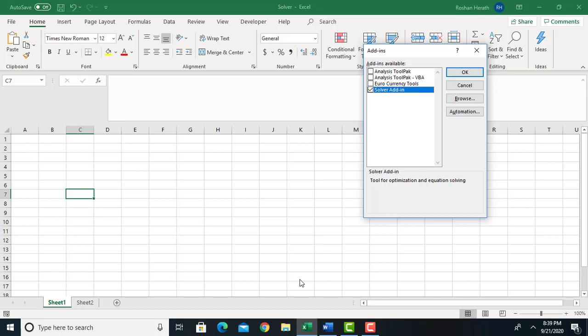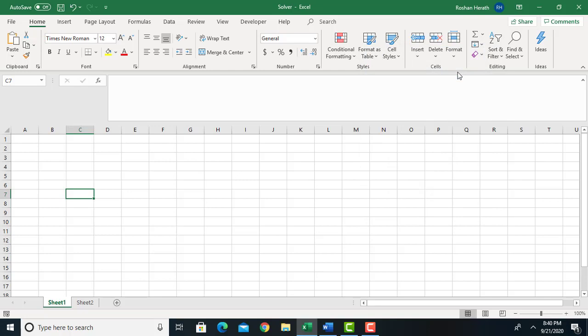Once you click that, you would be directed to a dialog box, and there you can see several options available, like Analysis Toolpack, Analysis Toolpack VBA, Euro Currency Tools, likewise. Out of that, you need to take this Solver add-in. The tick is not there. You're going to put that tick and say OK. And this is how you add that particular tool to your toolbox.